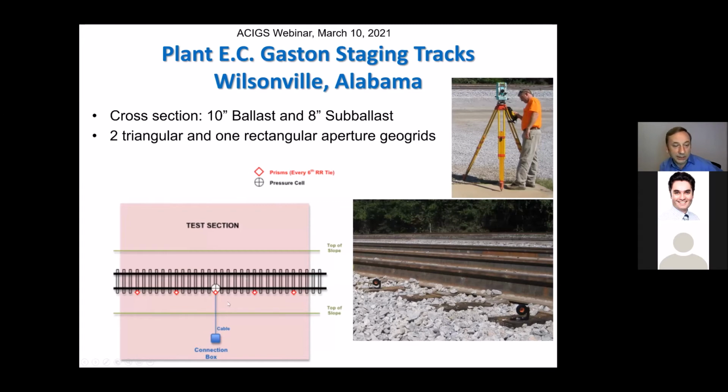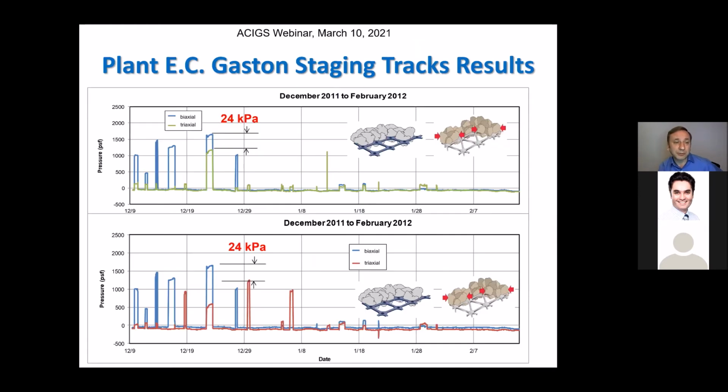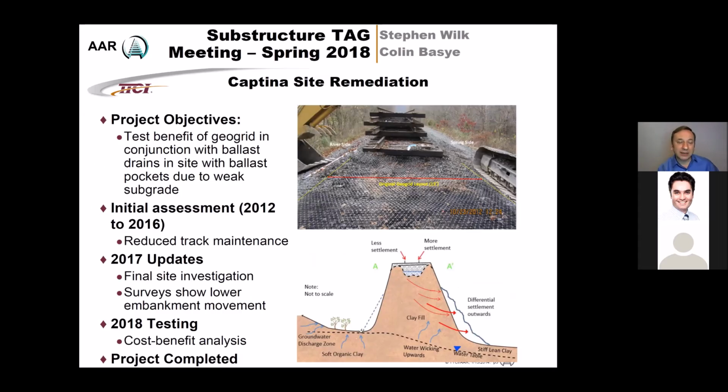But more importantly, there was a pressure cell installation site, and the pressure cells, these are subgrade pressure cells, were typically showing, under two different types of geogrid, biaxial, triaxial, or rectangular aperture versus triangular aperture, how there were differences in bridging of stresses over the subgrade when these geogrids were used in ballast stabilization. Very interesting.